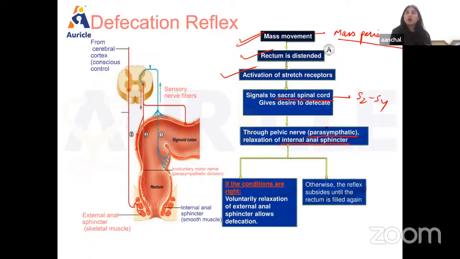Now, if the conditions are right, meaning if the person is willing, there will be relaxation of the external anal sphincter also, and the process of defecation will occur. Otherwise, the reflex subsides until the rectum is filled again. So after some hours, this defecation reflex will occur again, right?